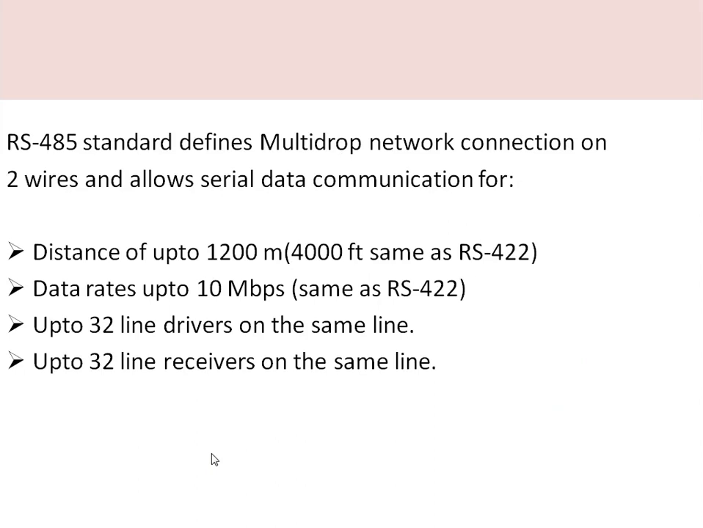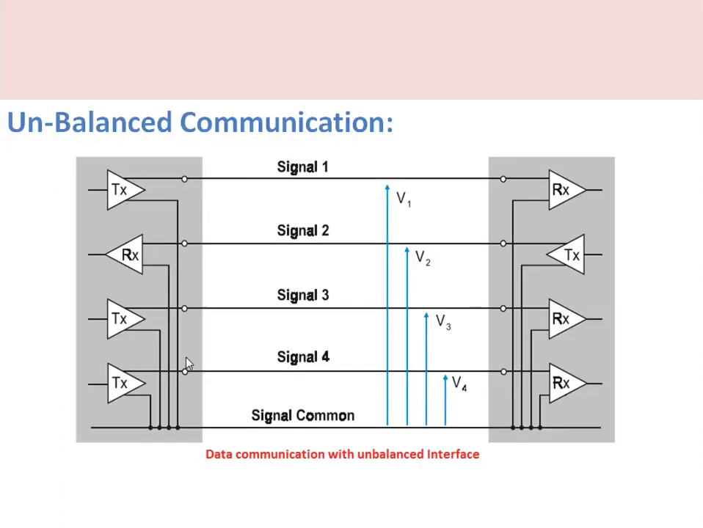The RS-485 standard defines a multi-drop network connection on the same two wires and allows serial data communication for distances up to 1200 meters. This distance is the same as that of RS-422, and the data rate supports up to 100 Mbps, which is also the same as RS-422. Here is the difference compared to RS-422: it supports 32 line drivers, whereas RS-422 supports only one, and it supports 32 line receivers, whereas RS-422 supports only 10 line receivers.